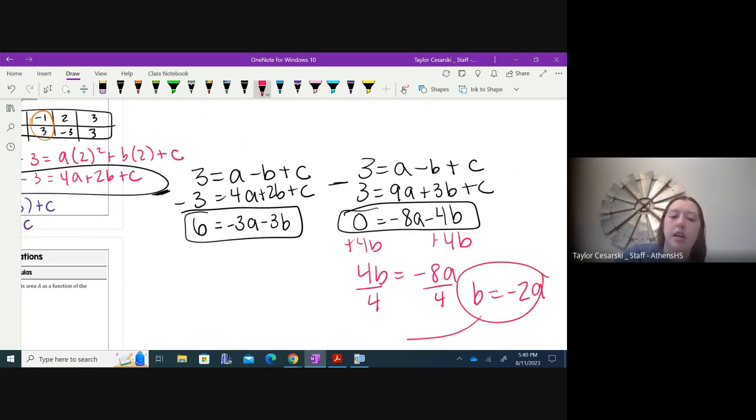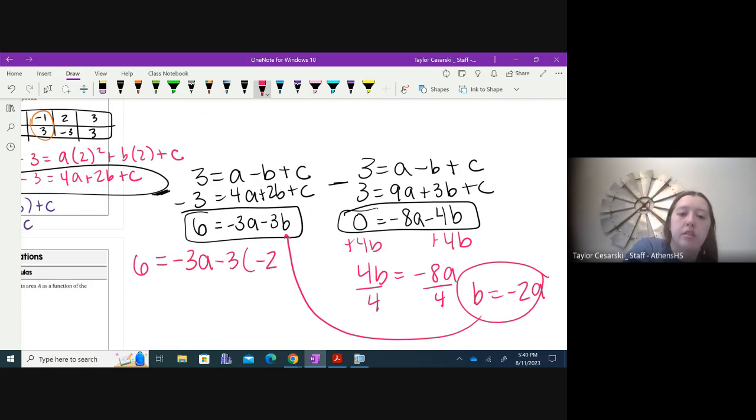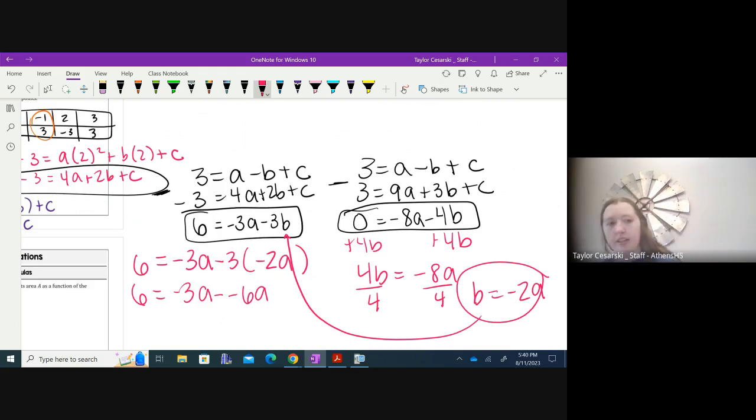So now I can use this and substitute it in. This is called the substitution method. Wherever I see a b, I'm going to put negative 2a. So I have 6 equals negative 3a minus negative 6a. Negative 3a minus negative 6a is negative 3a plus 6a, which is 3a equals 6. Therefore, I get a equals 2.